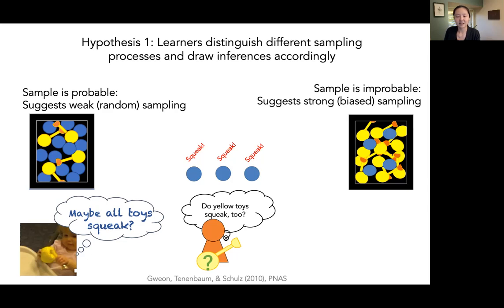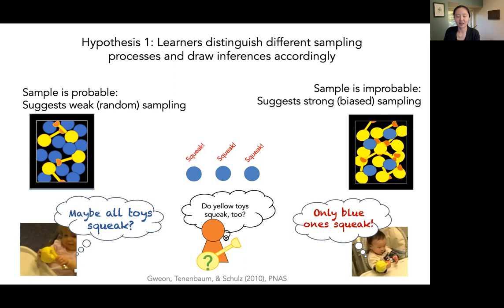The idea is that if I were to draw these toys from this kind of box, presumably I wanted to select the blue toys because only the blue ones squeak and the yellow ones do not. So in this case, if the learner understands this, the learner might expect the yellow toy to not squeak and think that only the blue ones are the squeaky ones.